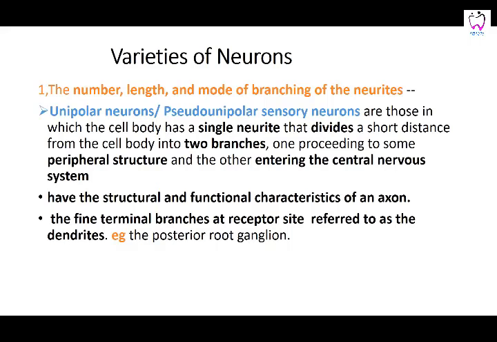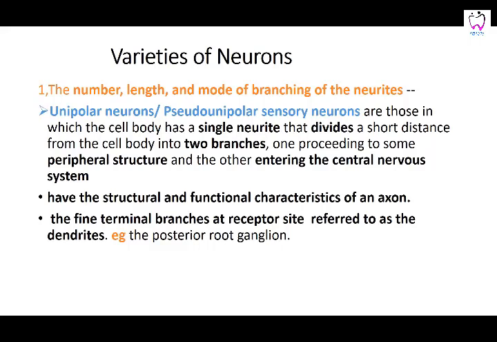They can have one process, that is unipolar, or you call it pseudo-unipolar. That is, one process is emitted and then it divides into two. That is why you call it pseudo-unipolar, because further on it is going to divide into two. Those are present as a single neurite that divides a short distance away. One is going to act as an axon and the other is going to act as a dendrite.